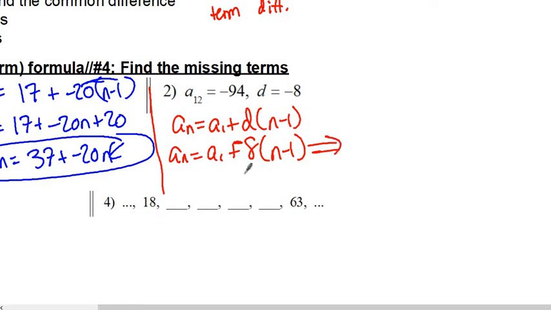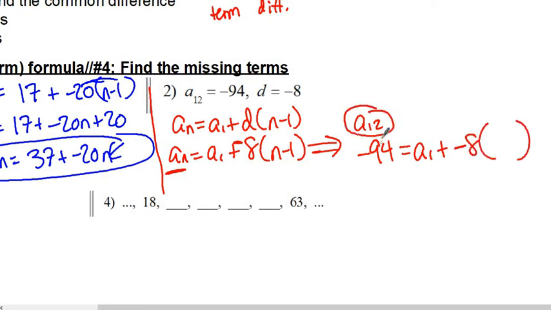So let's do this. Let's take a sub n, and let's use a sub 12 right there. And a sub 12, we're told, is negative 94. We don't know the first term, so we're going to leave it as a sub 1. We do know this is negative 8. And we do know that because we're using the 12th term, n in this case would be 12. So n minus 1 would be 12 minus 1. Why are we doing this? Because this will allow us to find the first term, which we can then use in our explicit formula. And another name for that, by the way, is the nth term formula, because it helps you find the nth term, whatever term you're looking for.